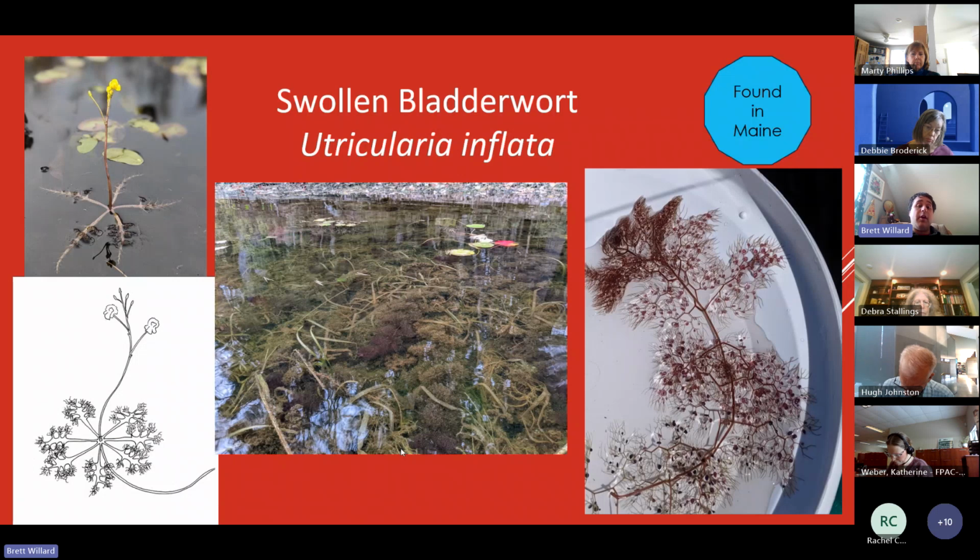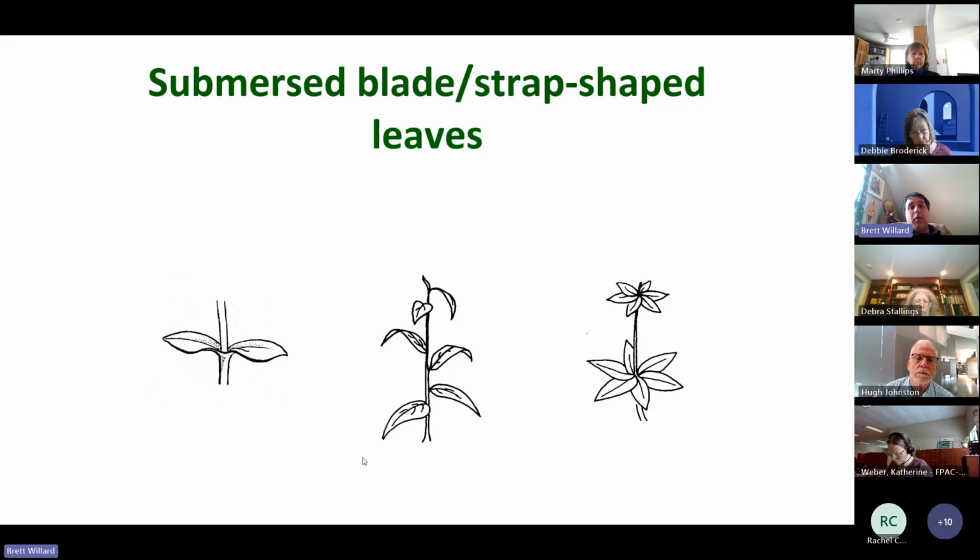So this is one you're going to be hearing a lot about in future years, as people know how to look for it and find it. So we're next going on to our submersed blade or strap-shaped leaves. Remember, these are plants that are below the water, that are blade or strap-shaped and not finely divided.